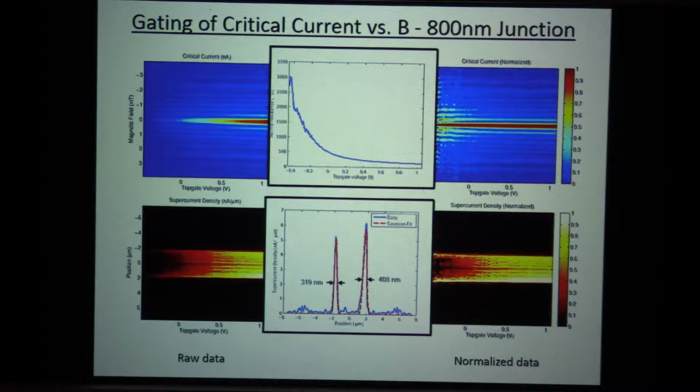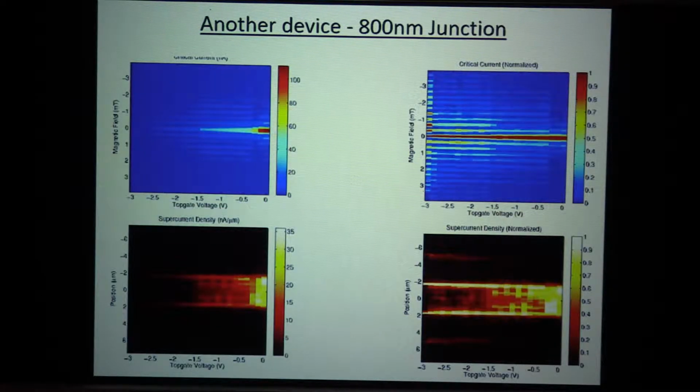And now one can repeat it on many different devices. Here is another junction showing a very nice transition at a lower gate voltage from uniform to edge-like. The same characteristics, starting with 2 phi naught going to 1.